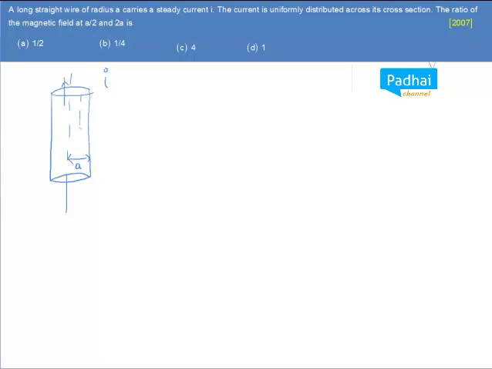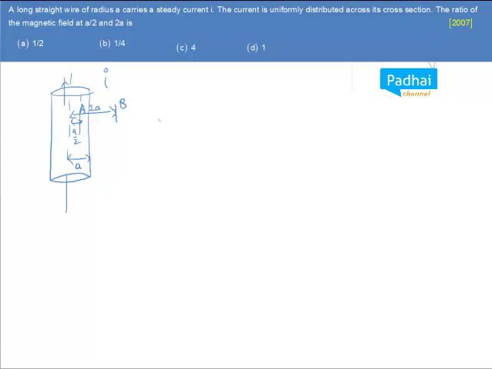Where will A by 2 be? It will be somewhere here, and 2A will be this point. Let us mark this point as A and this point as B. So at A by 2, we have to use Ampere's circuital law.